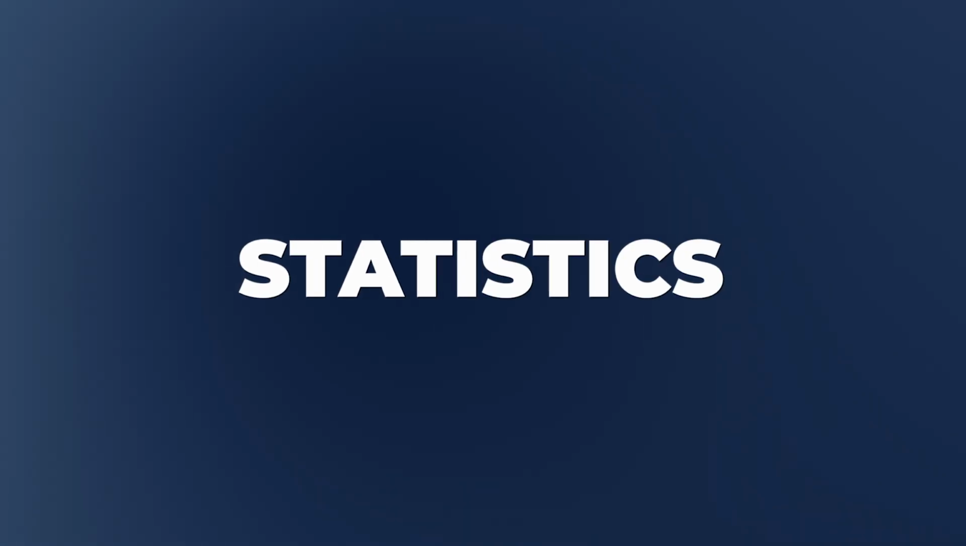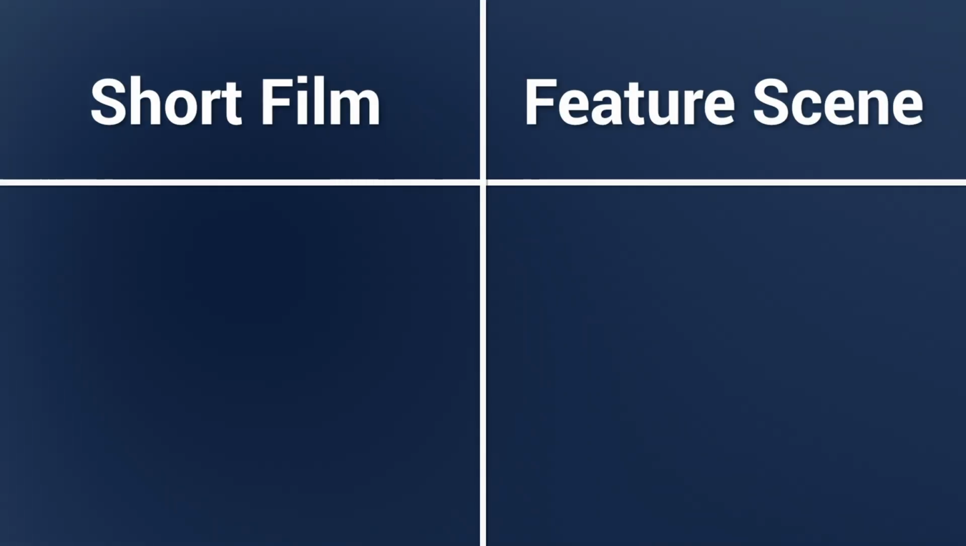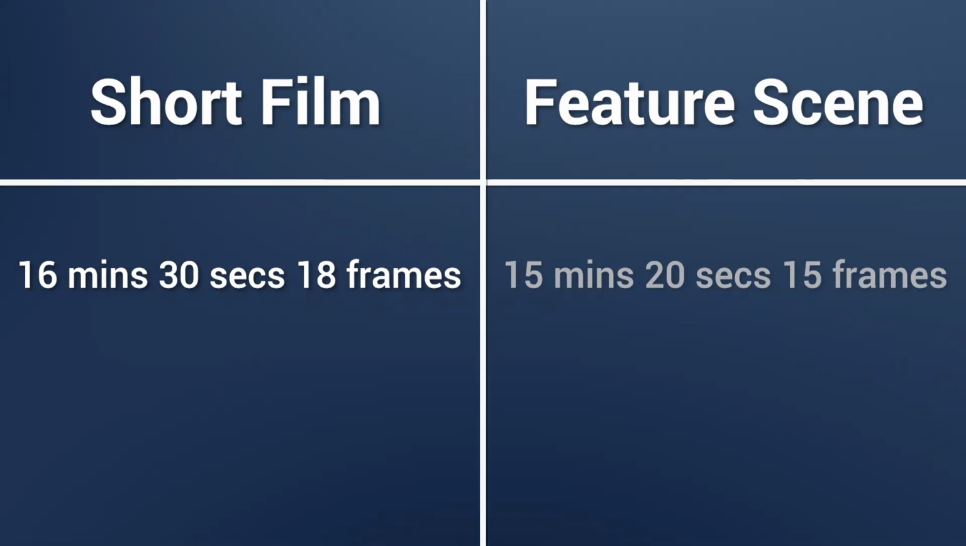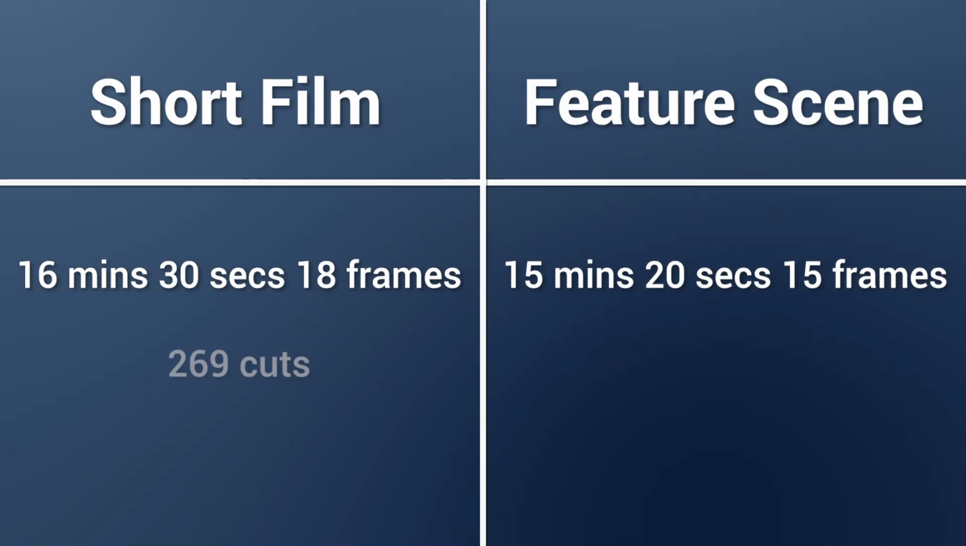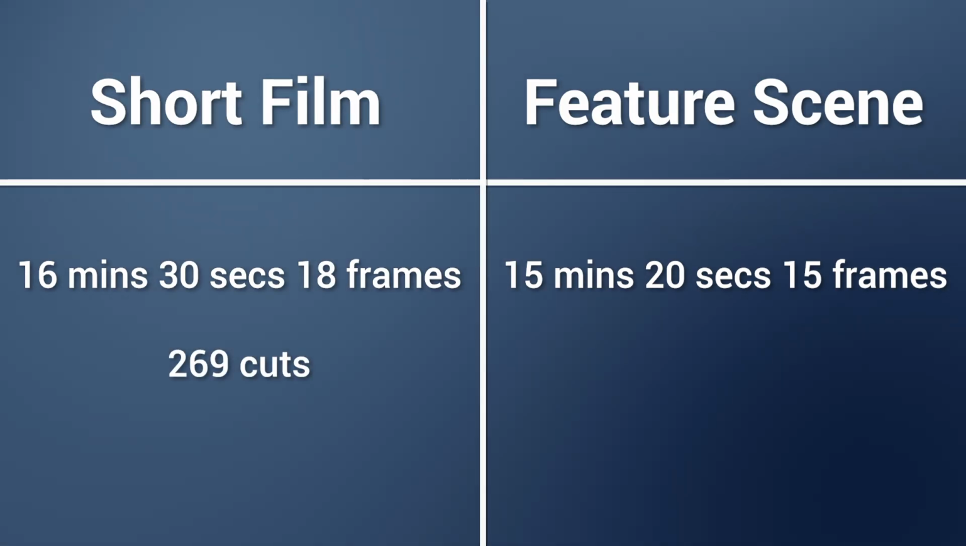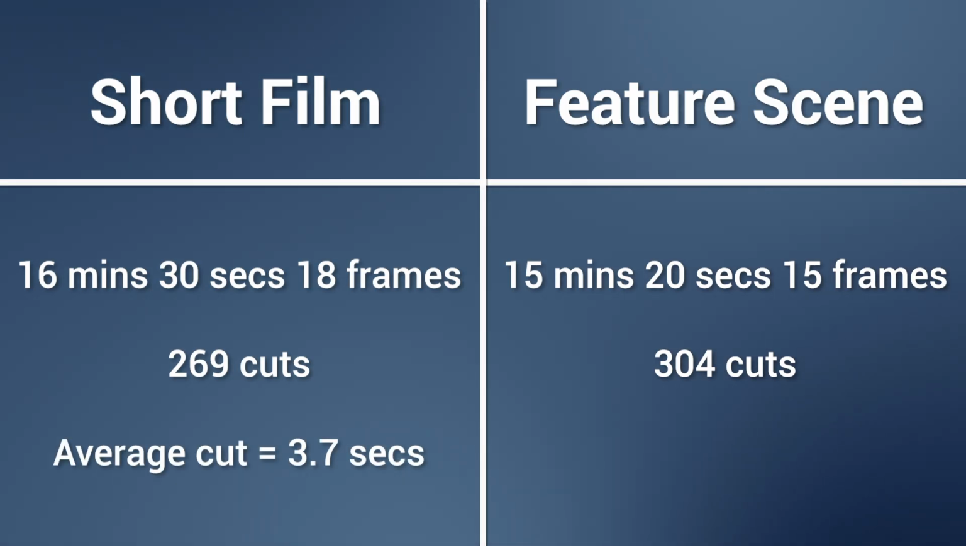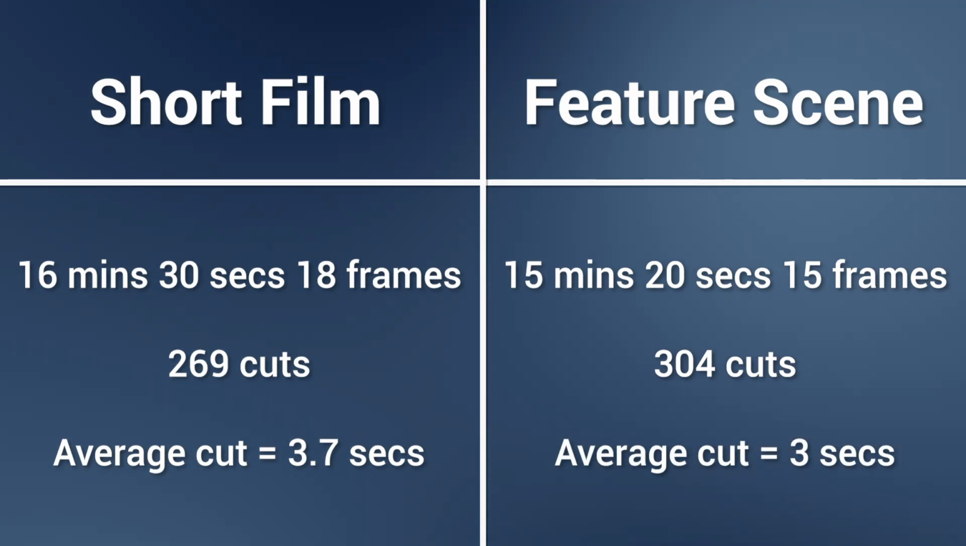Now let's start with some stats. The short film has a runtime of 16 minutes, 30 seconds, and 18 frames. The feature film scene has a runtime of 15 minutes, 20 seconds, and 15 frames. The short has 269 cuts, while the feature has 304. The short has an average of cutting every 3.7 seconds. The feature has an average of cutting every 3 seconds.